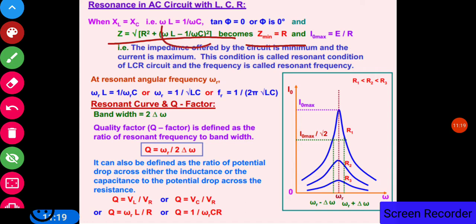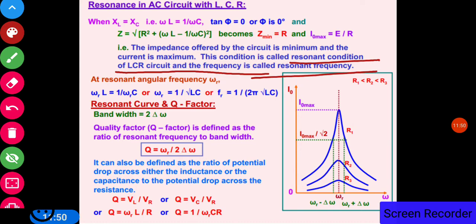Since the additional term is 0, we can say that now the value of Z is the minimum. So, Z minimum is equal to R and the current will be maximum. I maximum is equal to E upon R. So, the impedance offered by the circuit is minimum. When XL is equal to XC, the impedance offered by the circuit is minimum and the current is maximum. So, this condition is called the resonance condition of the LCR circuit, and the frequency is called the resonant frequency.